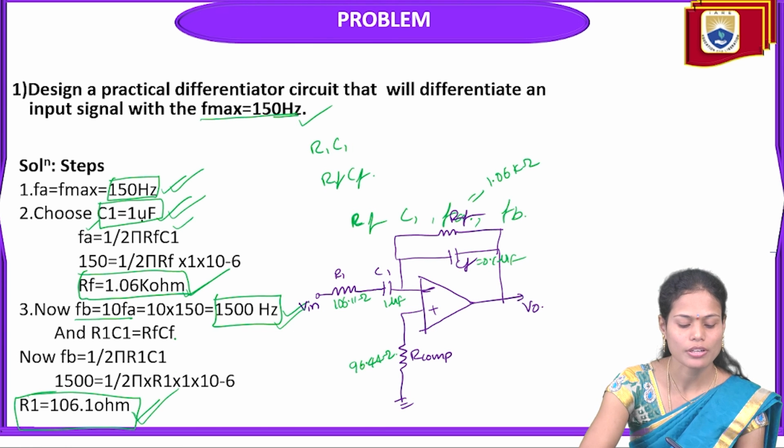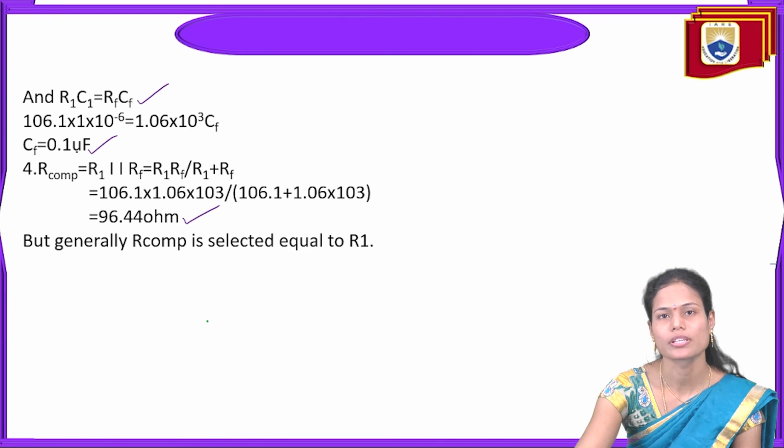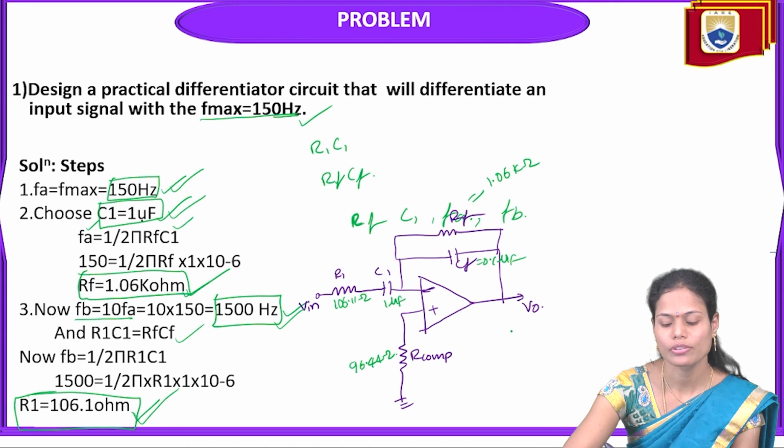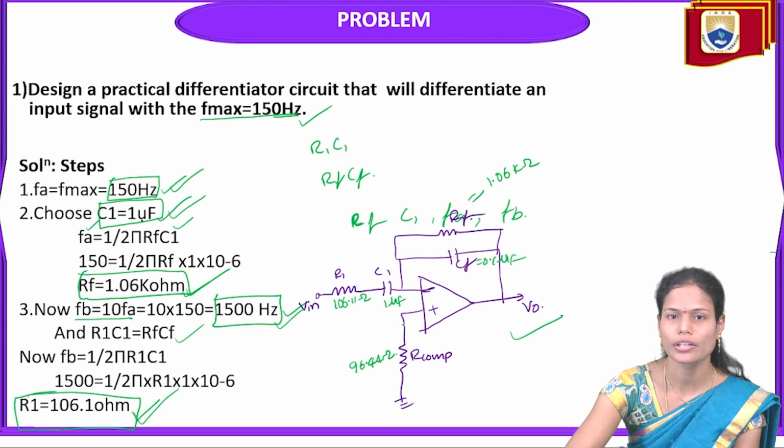And from the relation R1 C1 equal to RF CF, we can find the feedback capacitance value and also the R compensation resistance. After finding all the resistance as well as capacitance values, we have to draw this practical differentiator circuit and indicate whatever values we have calculated from the given problem.